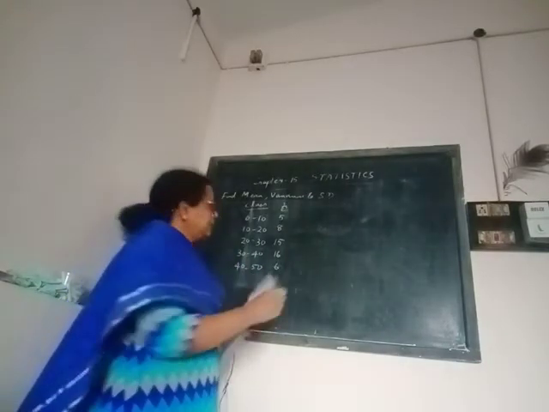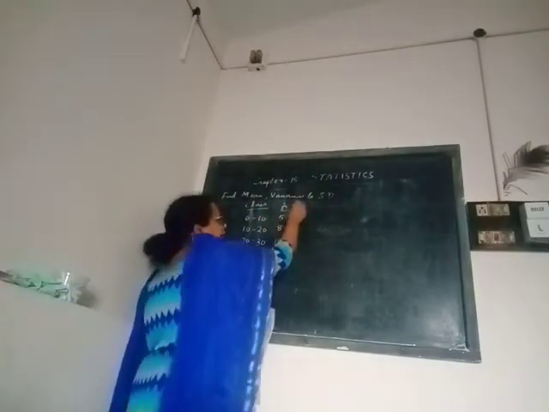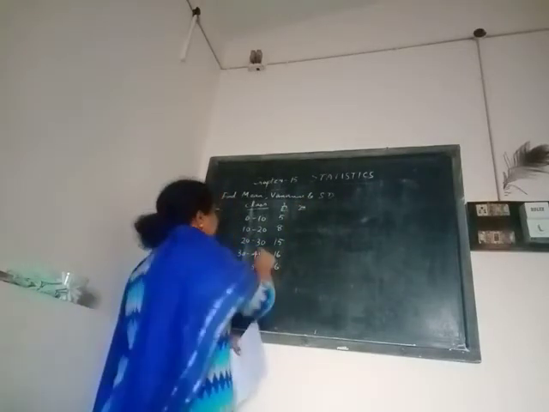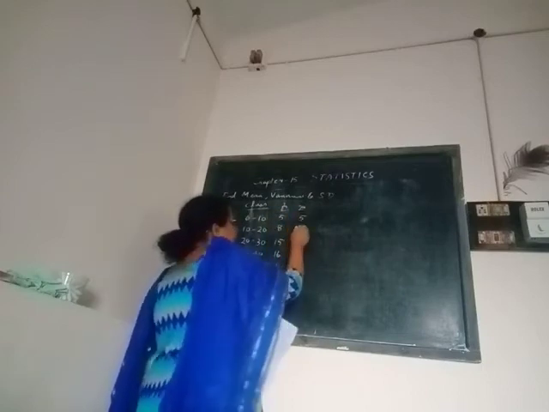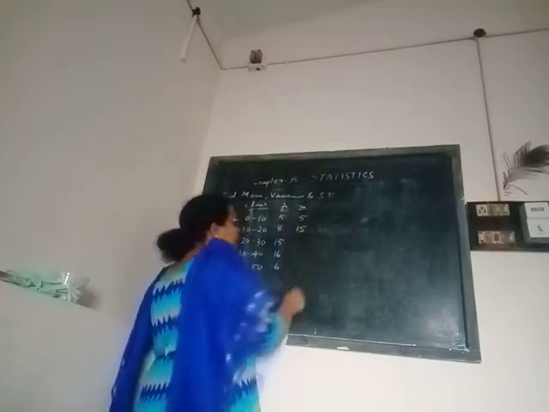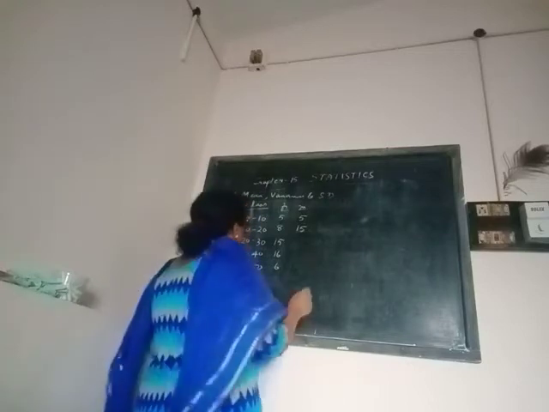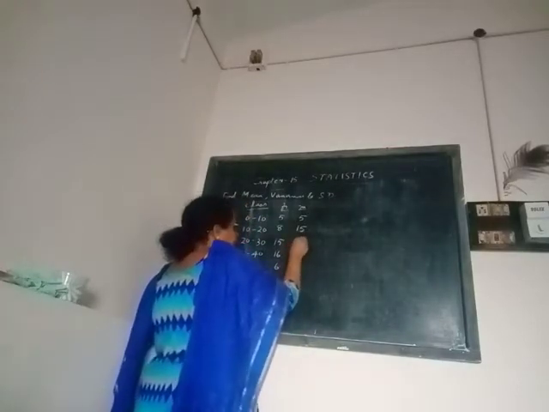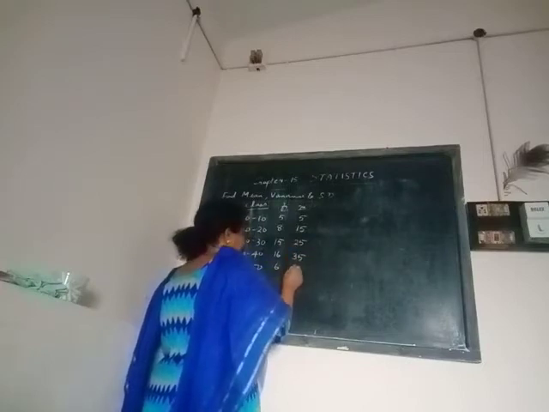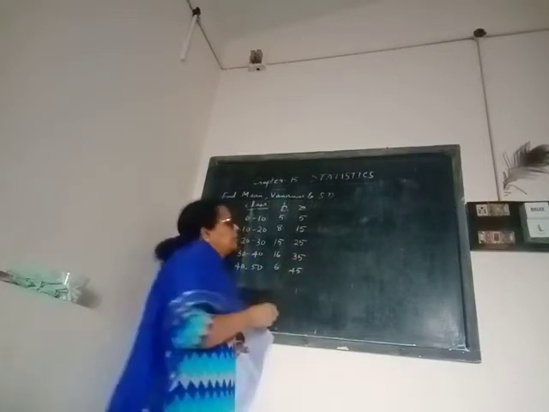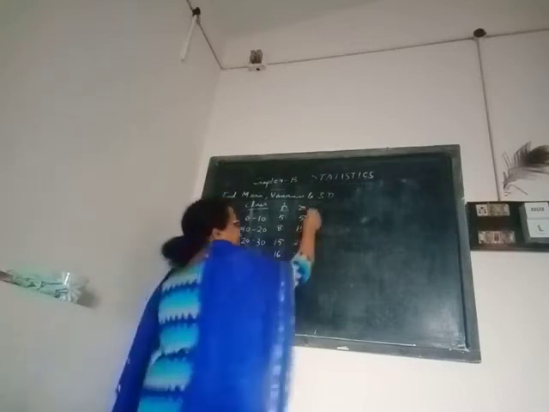Okay, so first column is class, so we need xi. Find xi, the mid value of the class. 0 to 10, what is mid value? 5. 10 to 20, mid value is 15, or mid value or class mark. 20 to 30, 25. 30 to 40, 35. 40 to 50, 45. So we got xi.